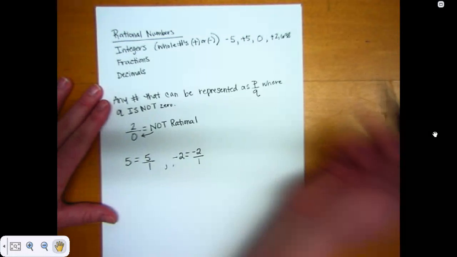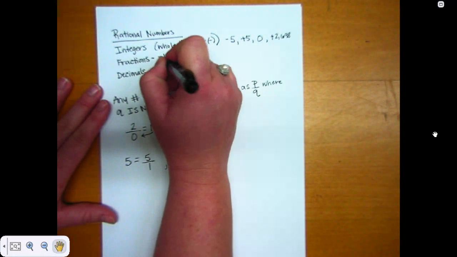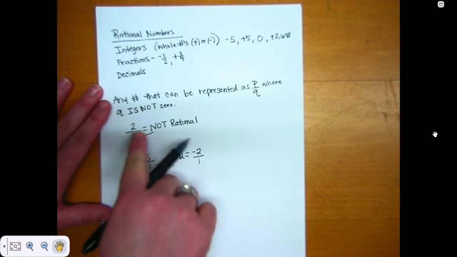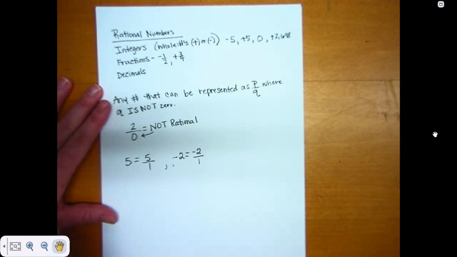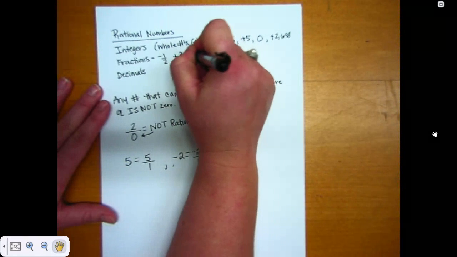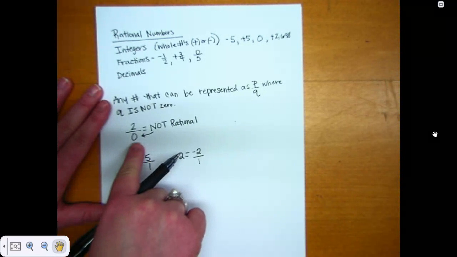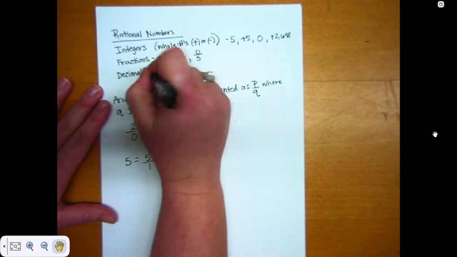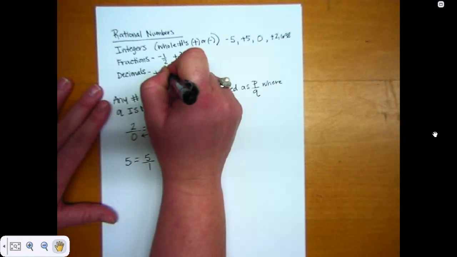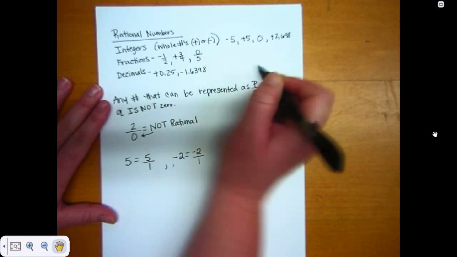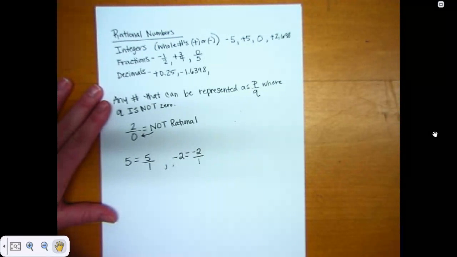So, of course, fractions, negative or positive, -1/2, positive 3/4, any fraction you can come up with, as long as it doesn't have a 0 on bottom, is a rational number. So that does include, if your 0 is on top, it can be a rational number. It's 0. It's only if it's on bottom is it not rational. And decimals, of course, positive and negative, positive 0.25, 1.6398. We can make that negative. Any decimal you can come up with that's positive or negative is a rational number.